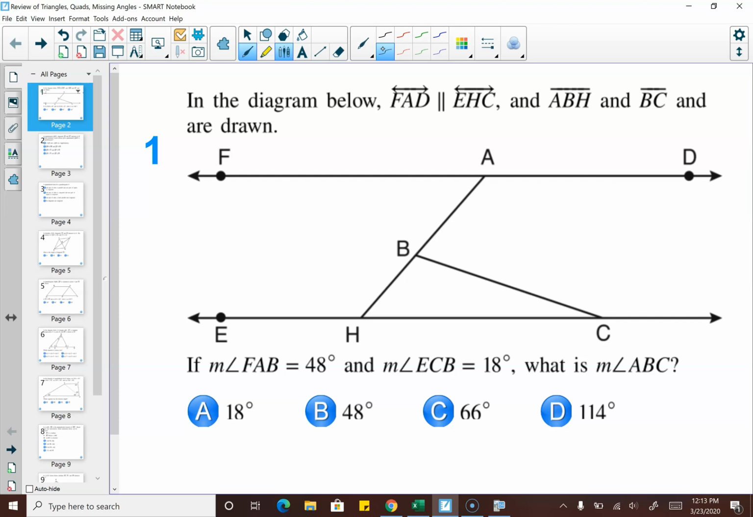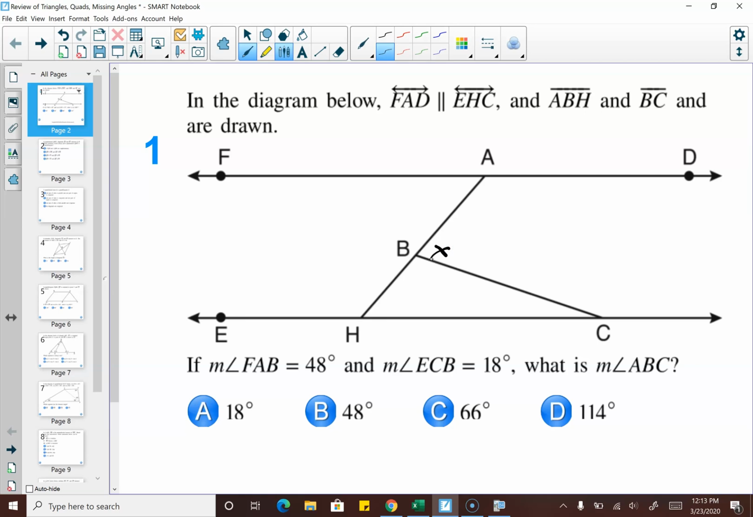In the first one, in the diagram below, line FAD is parallel to line EHC, and line ABH and BC are drawn. If the measure of angle FAB is 48 degrees and ECB is 18, what is the measure of angle ABC? So remember, when we are talking about three-lettered angles, we're really talking about what letter is in the middle. So FAB is 48, ECB is going to be 18, and again, we want to know the measure of angle ABC.